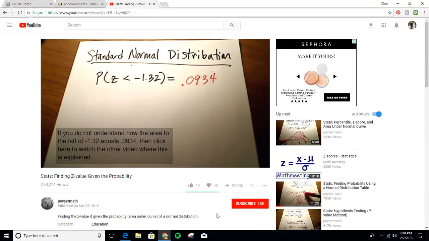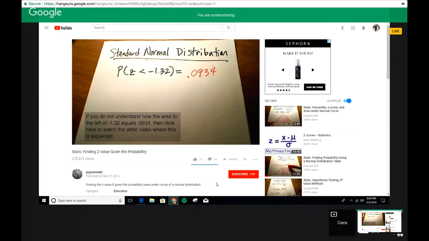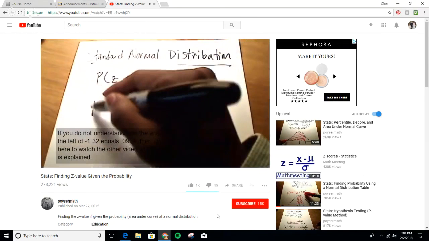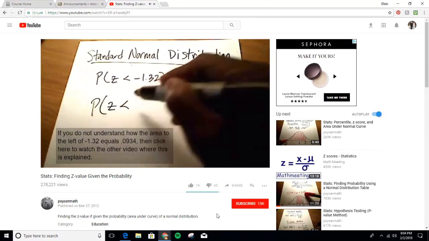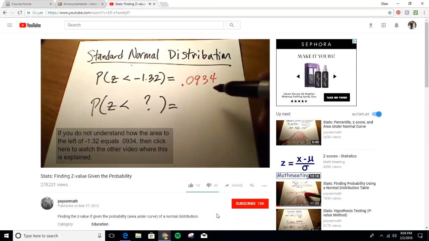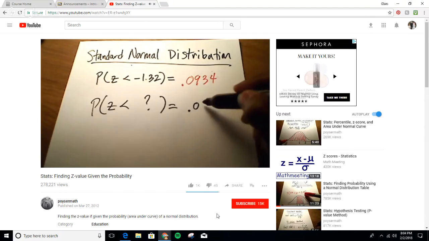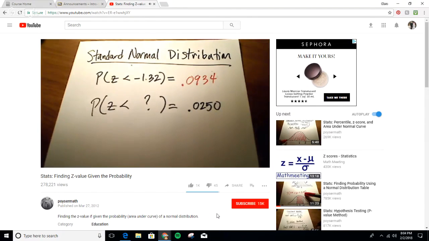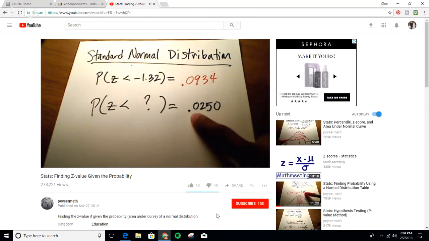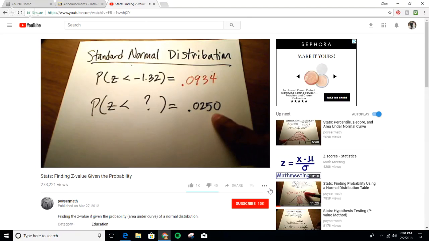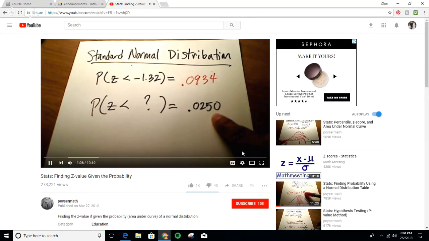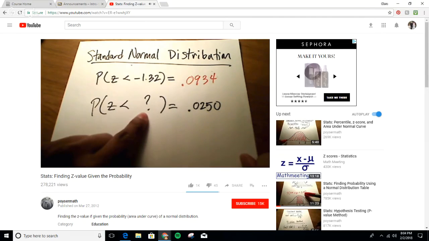But what I mean by playing the game backwards is this. What if this time I give you the probability and I ask you what the corresponding Z is? In other words, if I asked you to find the Z score that corresponds to 0.0250, something like that, for example, do you see that you're given the probability this time? I'm telling you what the area under the curve is, but I'm not telling you what the Z score is. I'm not telling you what the Z number is, and that's what we have to try to find.